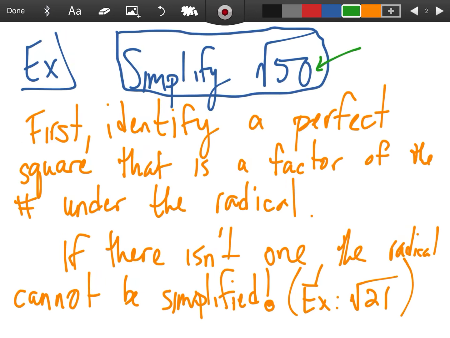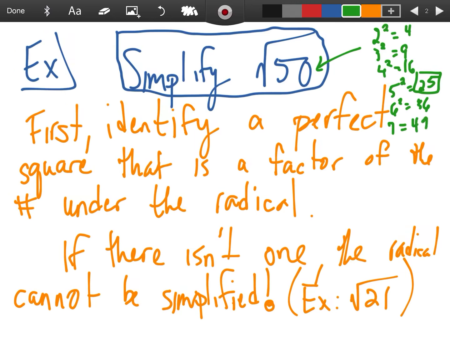Remember, what are some of our perfect squares? I like to run through just some of the lower perfect squares. We know that one of our perfect squares, 2 squared, is 4. We have 3 squared is 9. 4 squared is 16. Unfortunately, none of these numbers are factors of 50. 5 squared is 25. So 25 is a perfect square, and it is a factor of 50. So that's going to be the next number that we're using. Some other perfect squares that we have are 36, 49. And so you should be pretty familiar with your perfect squares up to about 12 squared, which is 144.